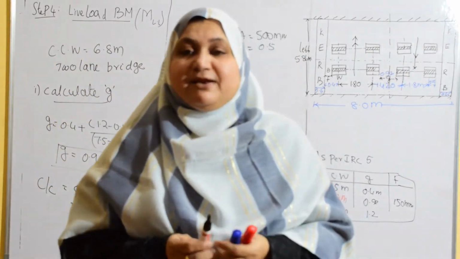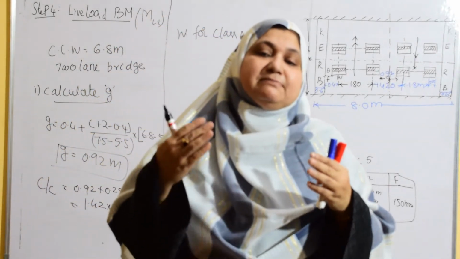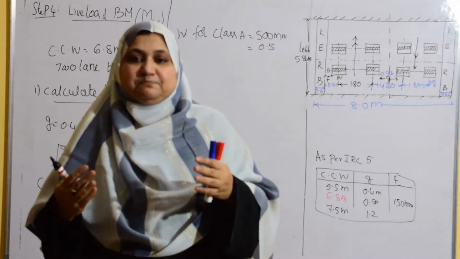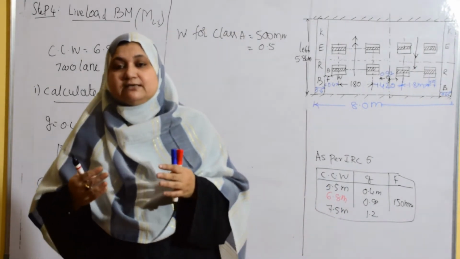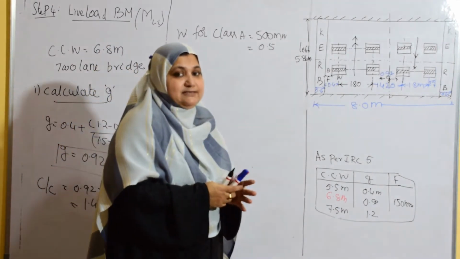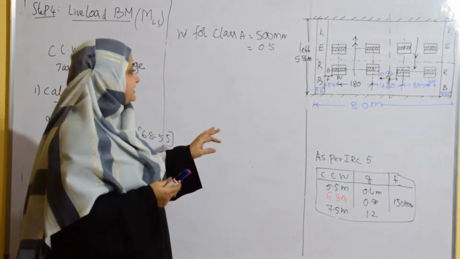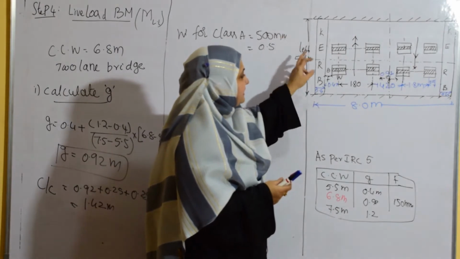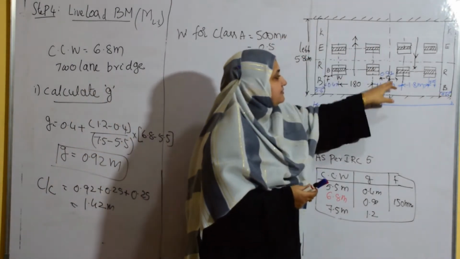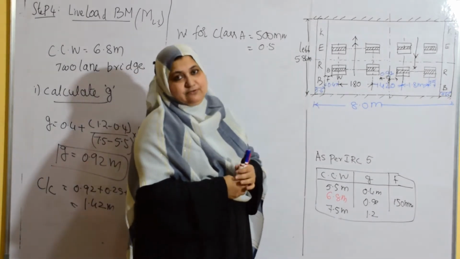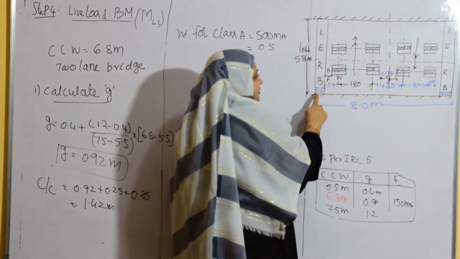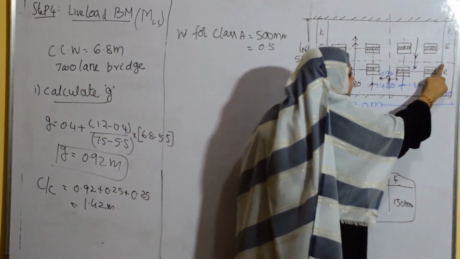Okay, to calculate the maximum bending moment, everyone knows the maximum bending moment is at the center of the span. So you have to place the wheels across the CG of the road, across the CG of the carriageway. Your carriageway is 5.86, exactly center one line.